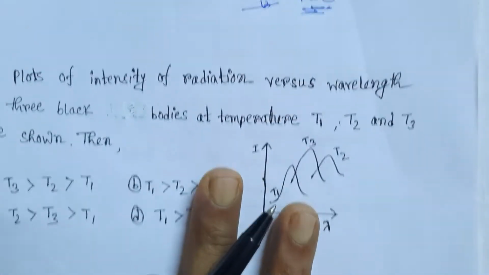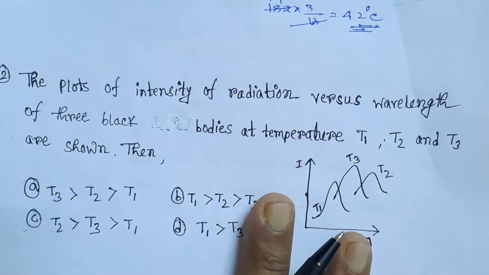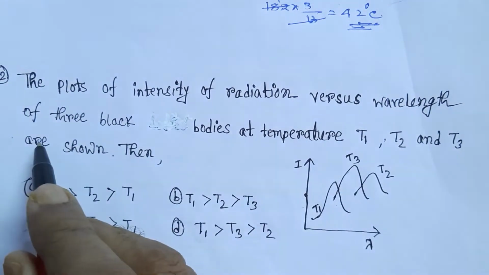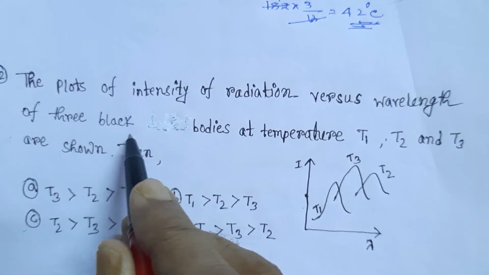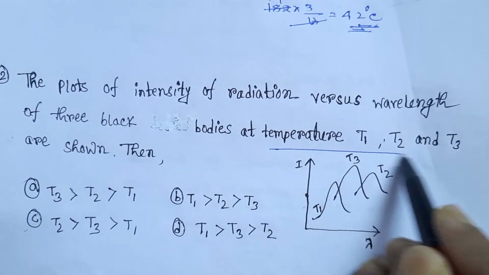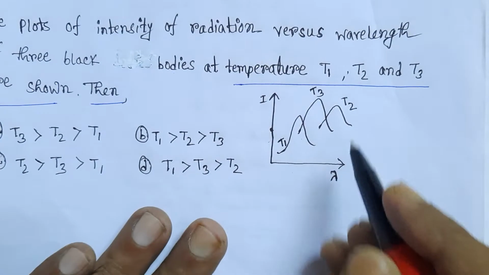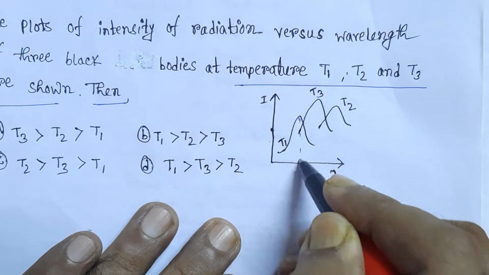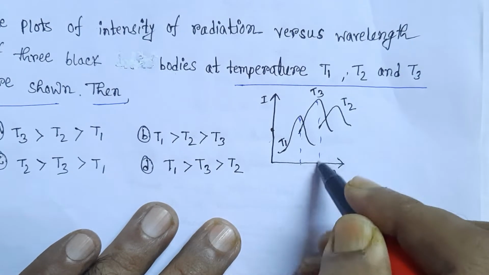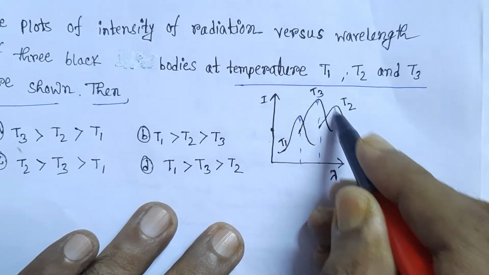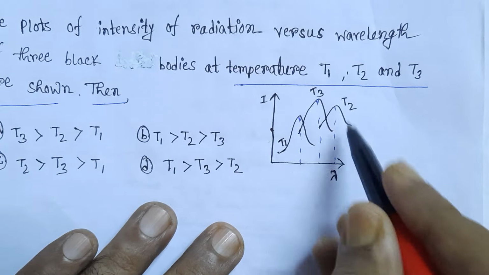Now let us see the second question. The plots of intensity of radiation versus wavelength of three black bodies at temperatures T1, T2 and T3 are shown. Now we see that the intensity of radiation is maximum at particular wavelengths, that is, T1 for the first curve, T3 for the second curve and T2 for the third curve.